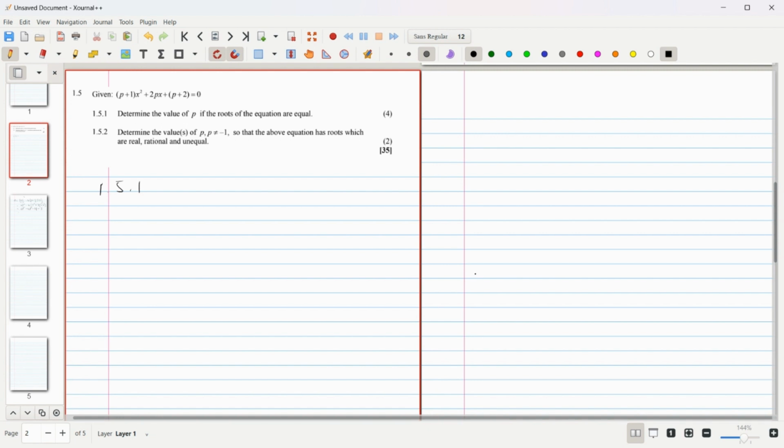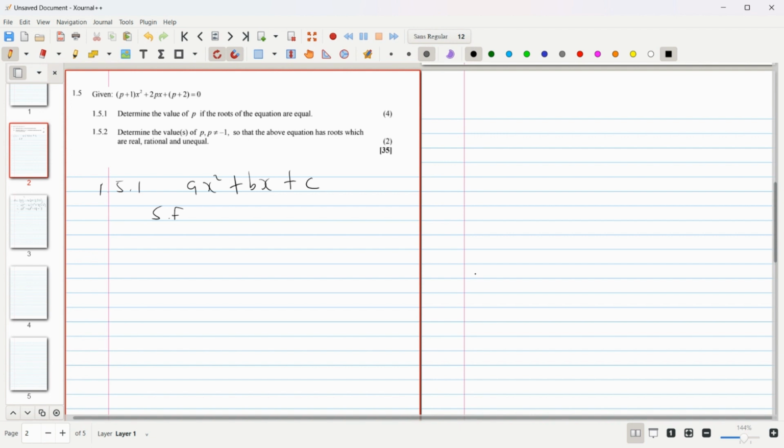So, what's the standard form for a quadratic equation? You have ax squared plus bx plus c. This is the standard form of the quadratic equation. We can see that this equation here is already in its standard form because this p plus 1 is the coefficient of x squared, which is a. This 2p is the coefficient of x, which is b. And this p plus 2 is the constant, which is c. So this equation is already in its standard form.